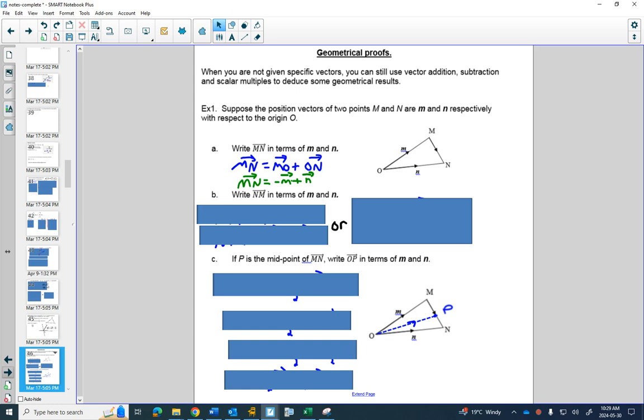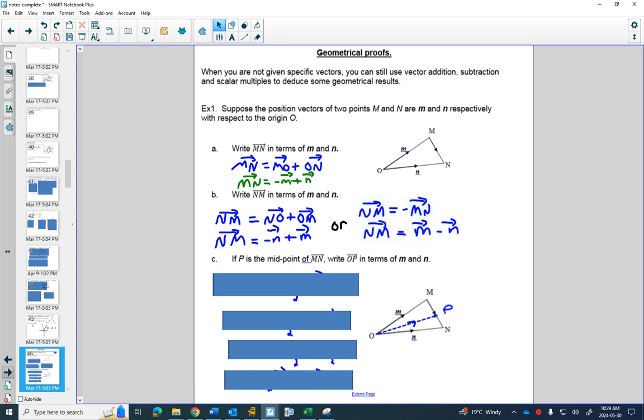And same thing, you could write n to m as going from n to o, and then going from o to m, which would be negative n plus m. Or you could figure out n to m by just taking the negative of m to n.